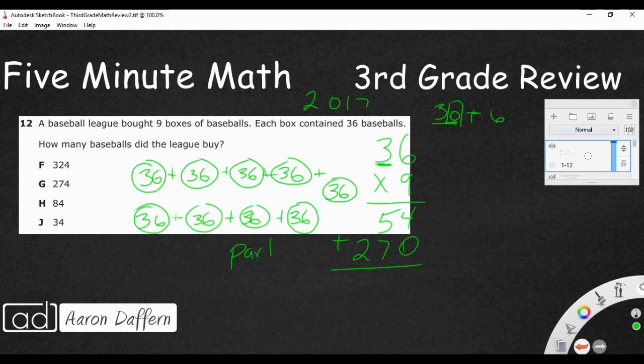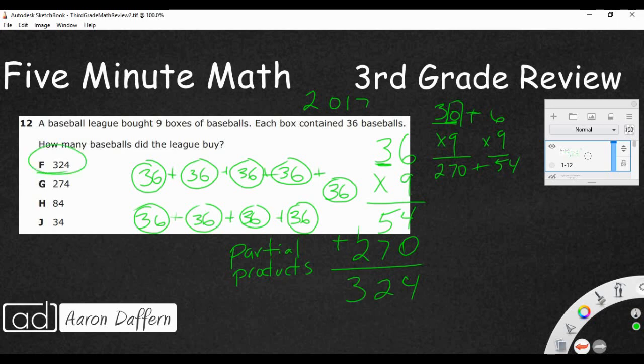And this is a perfectly legitimate way to multiply numbers. You'll get the same answer as the standard algorithm. And it's really not much more work than just doing it the normal way. It just breaks apart this top number into 30 times 9 and then 6 times 9. And you get your 270 and you get your 54, and then you just add those two up. So then our answer is going to be 324. So our answer is going to be F.